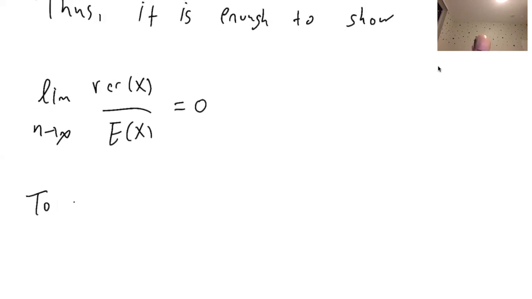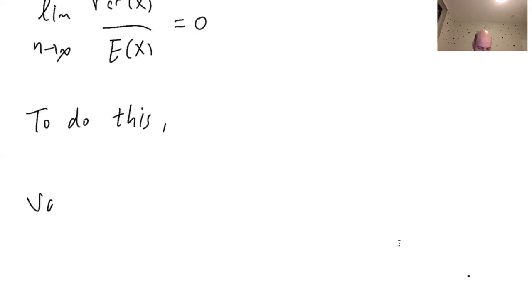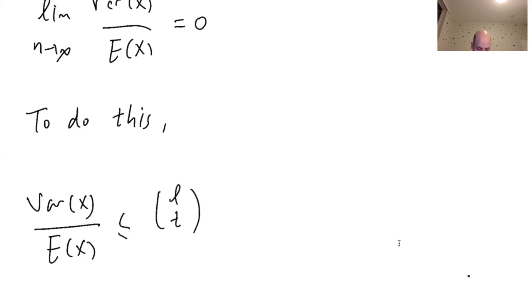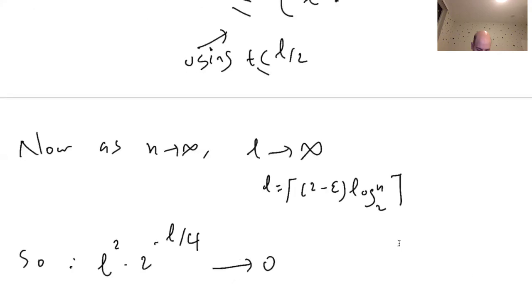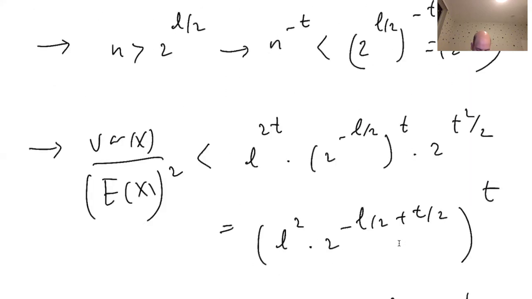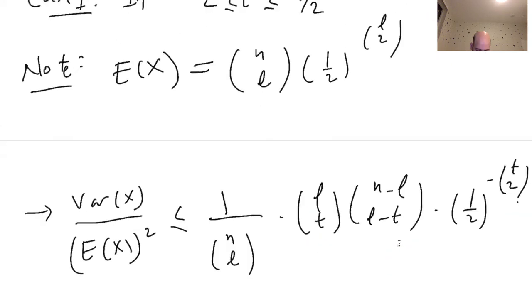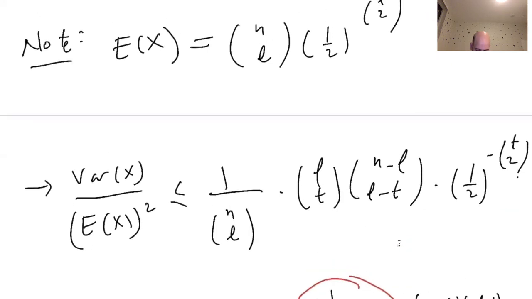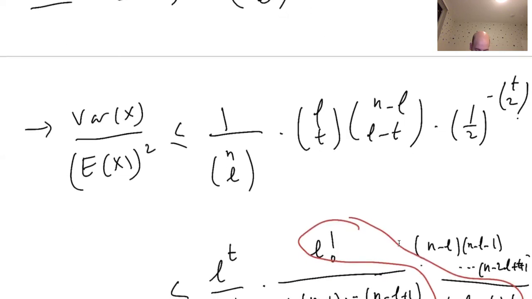And to do this, how can we prove this? Now let's look at the expression we had for variance of X. So variance of X was the sum of, if we go back, see, this one here. Now L choose t, n minus L, L minus t.